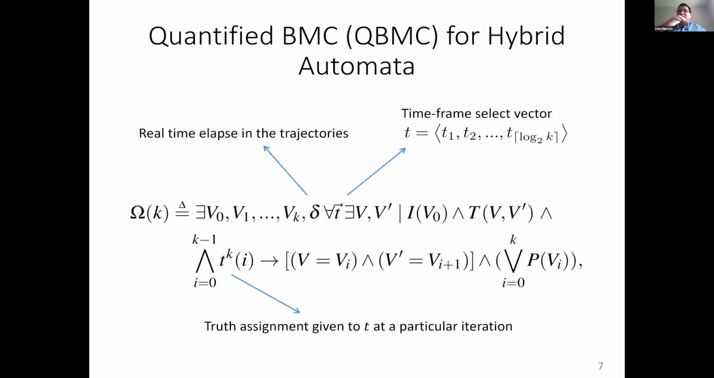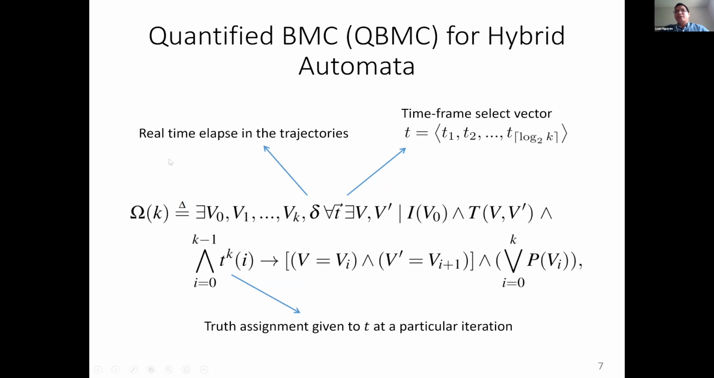The difference between the quantifier-free BMC and the quantified BMC is that we introduce the quantifier into the BMC encoding. Here we have the existence of some set of variables, where V0 defines the initial state of the system, and a transition between the different states of the system, which is a function over the valuation of variables. In this formula we introduce three new things.